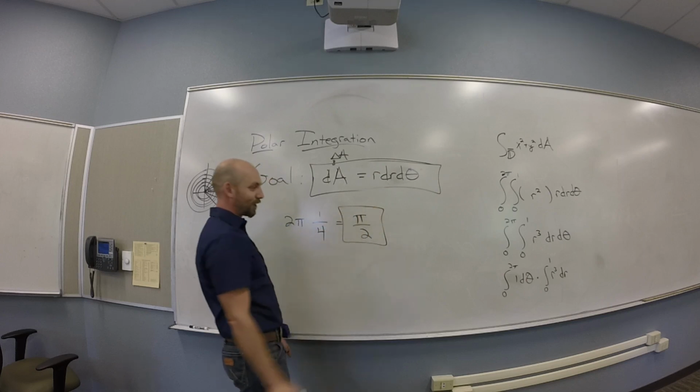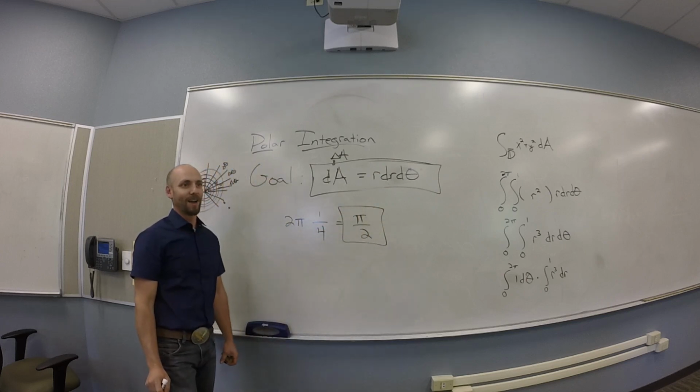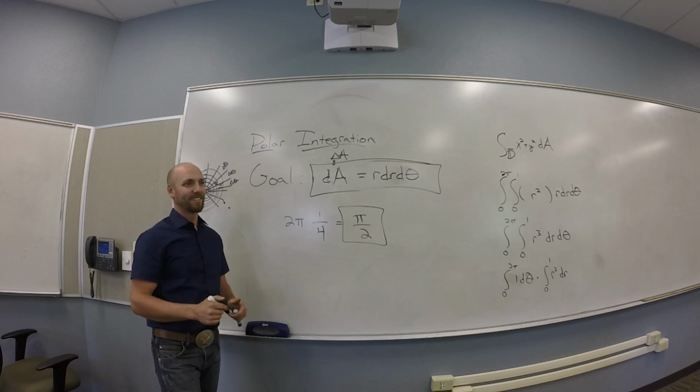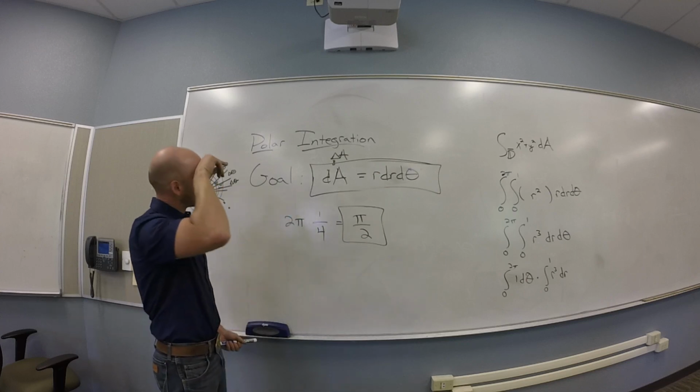And man, there's nothing more comforting than getting pi over 2 at the end of a problem. Because you know you're right when it comes out to pi over 2. You guys cool with that? Yeah. What is the interpretation of this?